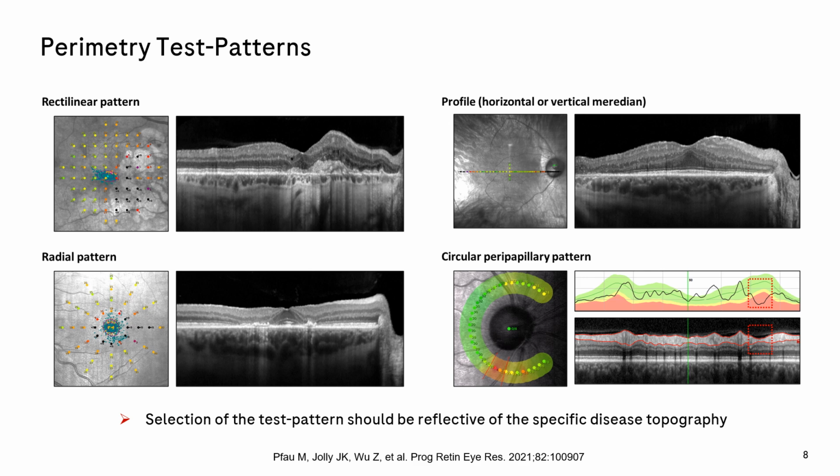For example, this profile shown in the upper right makes a lot of sense in inherited retinal diseases because retinitis pigmentosa typically presents in a very symmetrical ellipsoid shape and can be tracked much better with such a horizontal profile than with a widespread pattern.